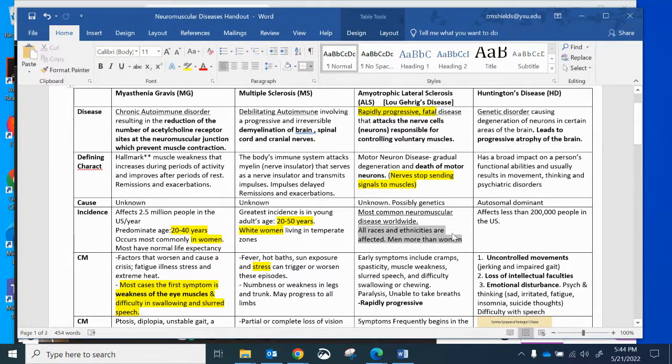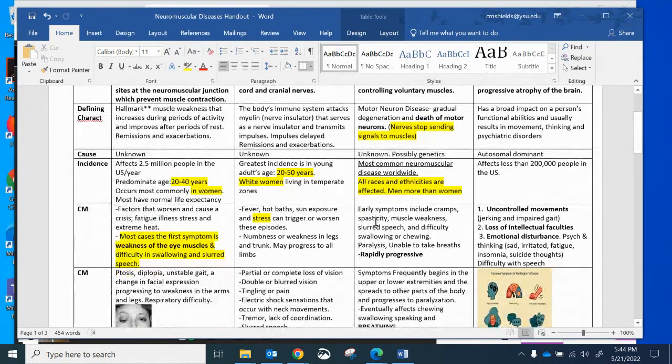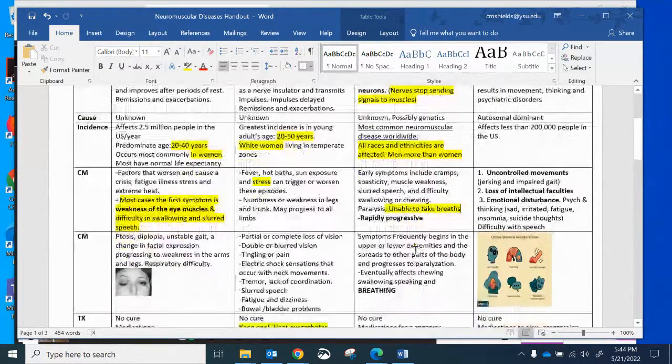So again, this can be really anybody. Early symptoms include cramps, spasticity, muscle weakness, slurred speech. Again, neurologic, right? Why wouldn't they have neurologic problems? Difficulty swallowing, chewing, paralysis. It progresses rapidly, and then the diaphragm and the intercostal muscles become affected, and these people end up on ventilators because they don't have the ability to innervate those muscles that allow for taking deep breaths.